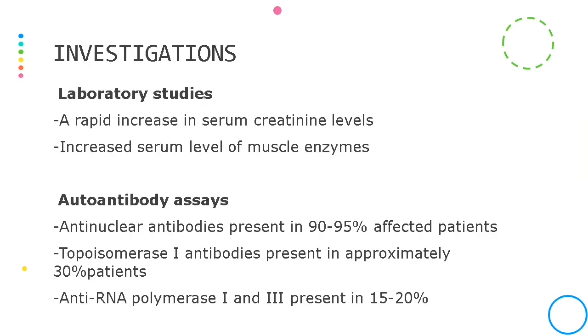For investigation, laboratory studies show a rapid increase in serum creatinine levels and increased serum levels of muscle enzymes. For autoantibody assays, anti-nuclear antibodies are present in 90 to 95% of affected patients, topoisomerase 1 antibodies in approximately 30% of patients, and anti-RNA polymerase 1 and 3 in 15 to 20% of affected patients.